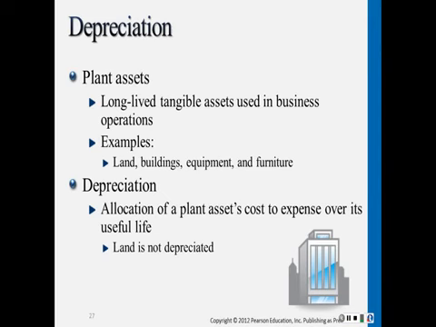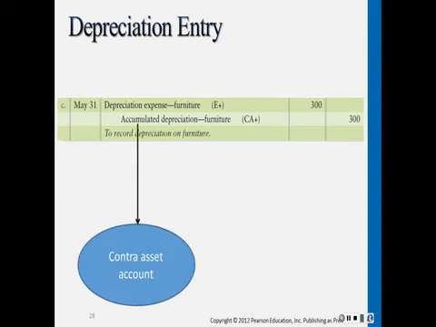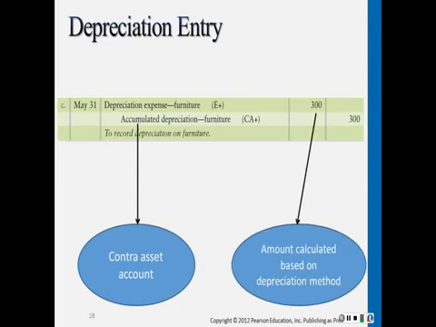The concept of accounting for plant assets is the same as for prepaid expenses. The major difference is the length of time it takes for the asset to be used up. Prepaid expenses usually expire within a year, but plant assets remain useful for several years. The adjusting entry to record depreciation is a debit to depreciation expense and a credit to accumulated depreciation. Accumulated depreciation is a contra asset account. The amount of depreciation is computed based on a depreciation method.